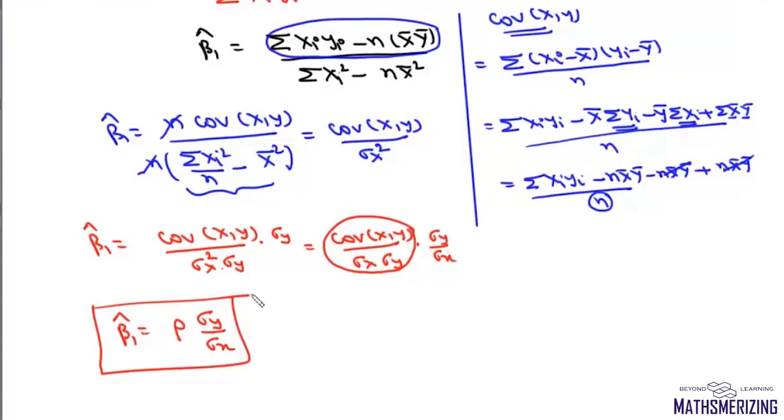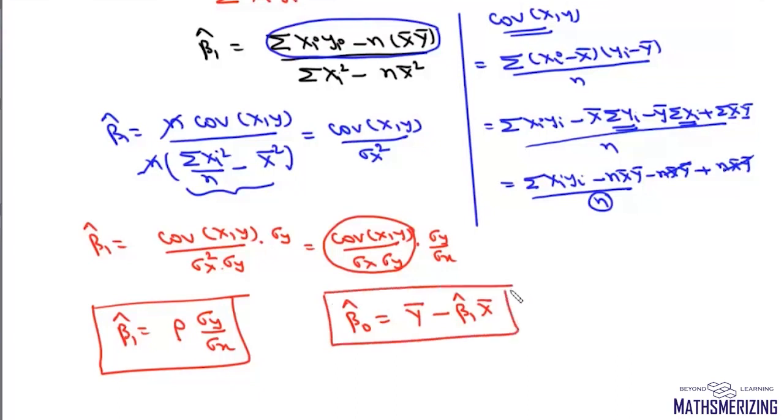So now we have estimated beta 1, and from beta 1 we can calculate beta naught cap, which is y bar minus beta 1 cap x bar. So this is how we estimate parameters using the least squares method, and this is the relationship between the coefficient of correlation and the regression coefficient in the classical simple linear regression model.